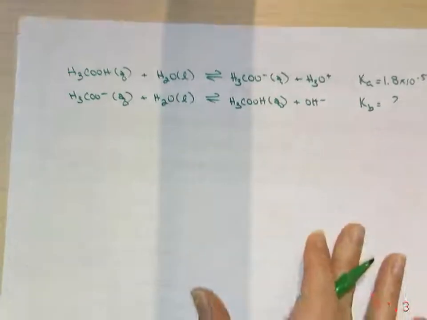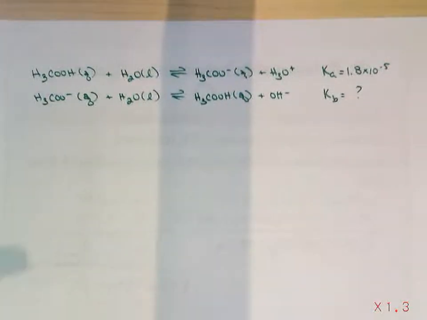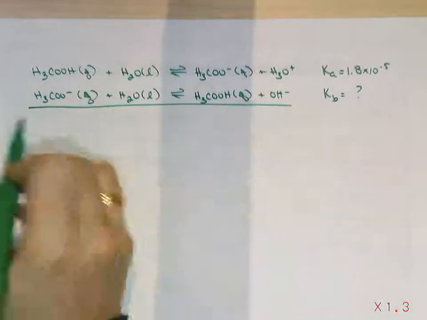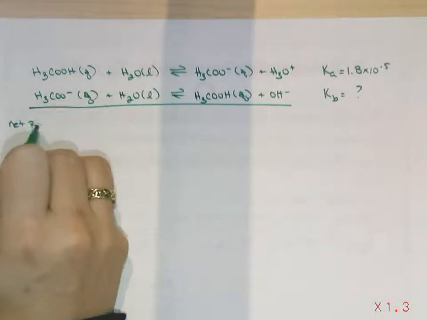So let's say I have this reaction. I have acetic acid reacting with water to make the acetate ion and hydronium. And then I have a second reaction, that's the acetate ion combining with water to make acetic acid and hydroxide. I know the Ka of this equation, but I want to go about figuring out the Kb of the second reaction. So two parts, I guess. One, I want to find the net reaction. And then I want to figure out what is Kb.